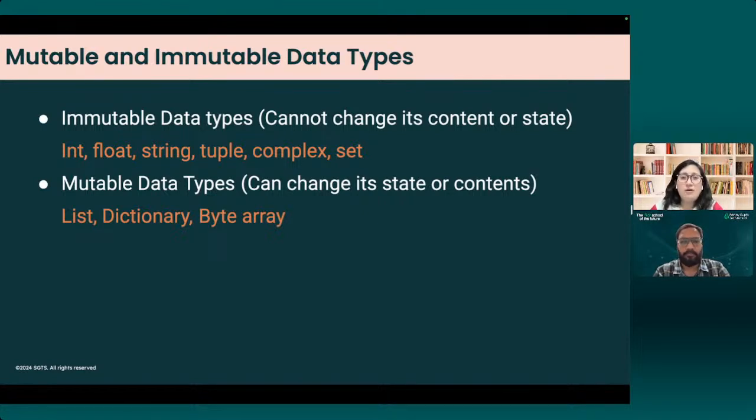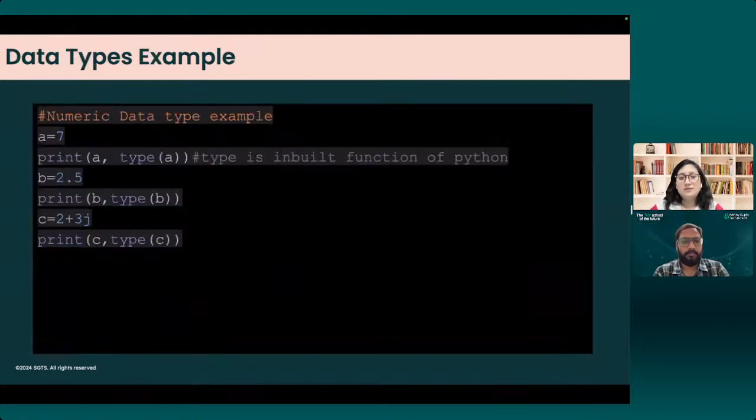Complex and set, they're all immutable. And the ones which are mutable are list, dictionary, and byte array. List you will see today with me, and dictionary we will discuss because it is a bigger topic, so we will take it in another session. Okay, so now let's see the first sort of data types, which are numerical data types.